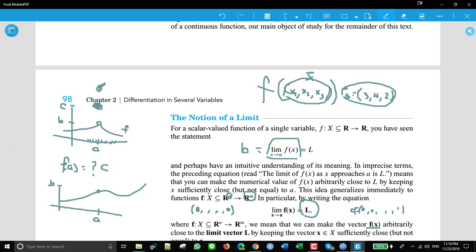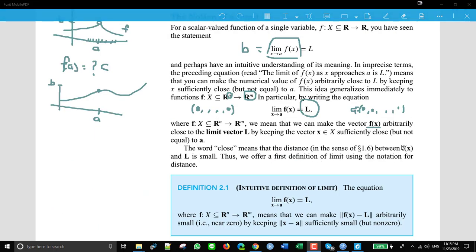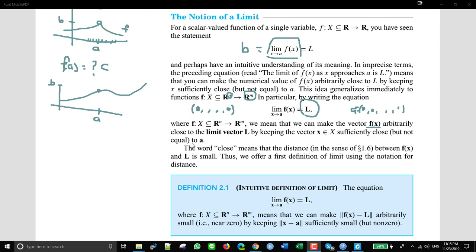So this vector in here gets arbitrarily close to some vector, which we'll call the limit vector, L, by keeping the vector x sufficiently close to, so that's just like here, by getting close to A, but not at A. We don't care what happens at A, and A could jump way up here, but that's not what we're interested in. We're just saying as we get close to A. So here, it's when this vector x gets close to this vector A, and that's in this sense that we set up here. So it gets close to, but not equal to A.